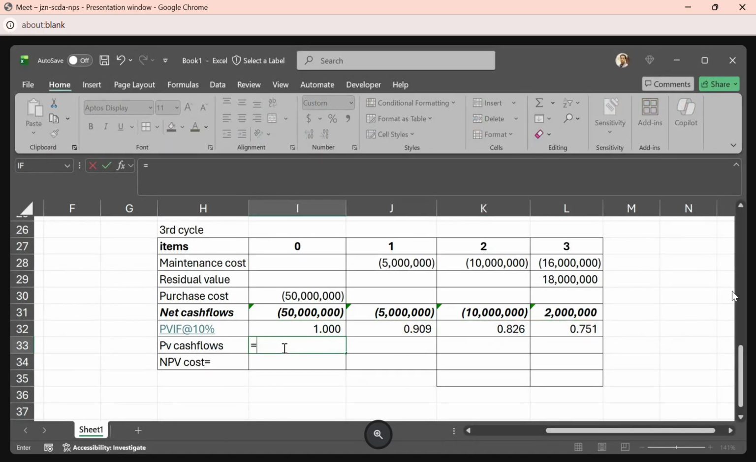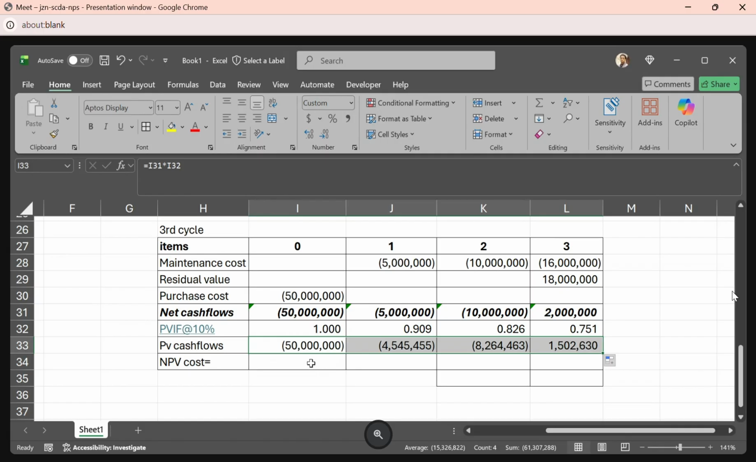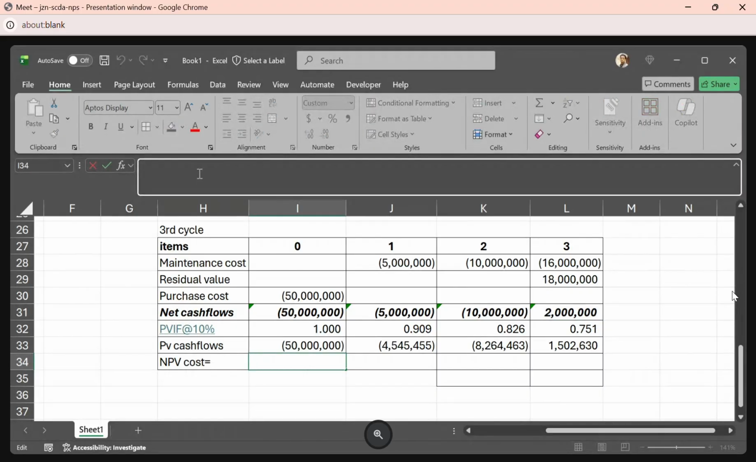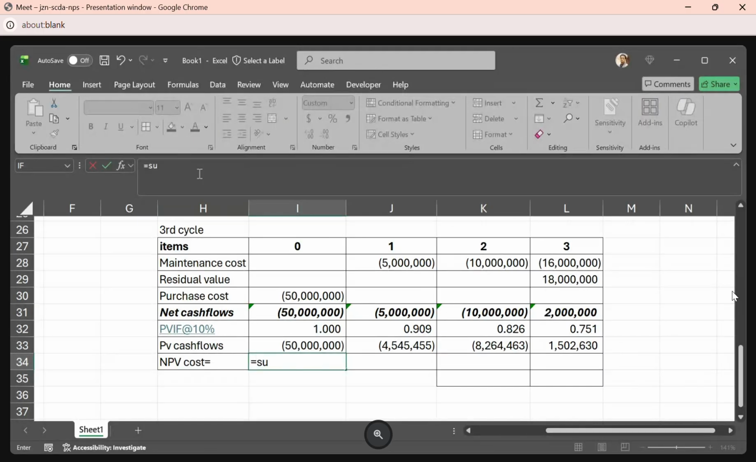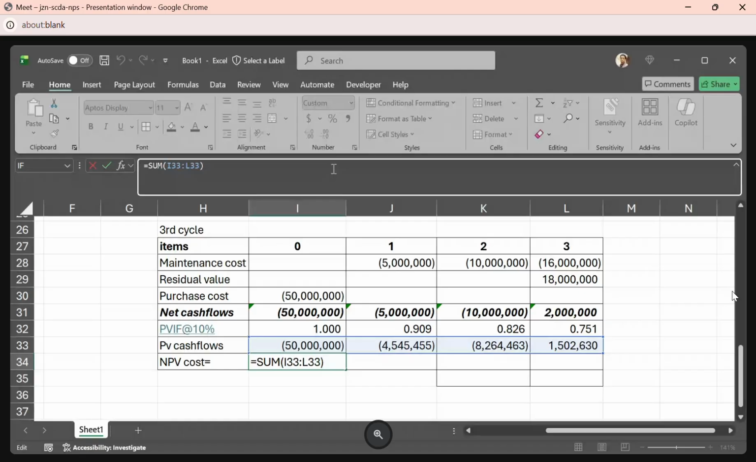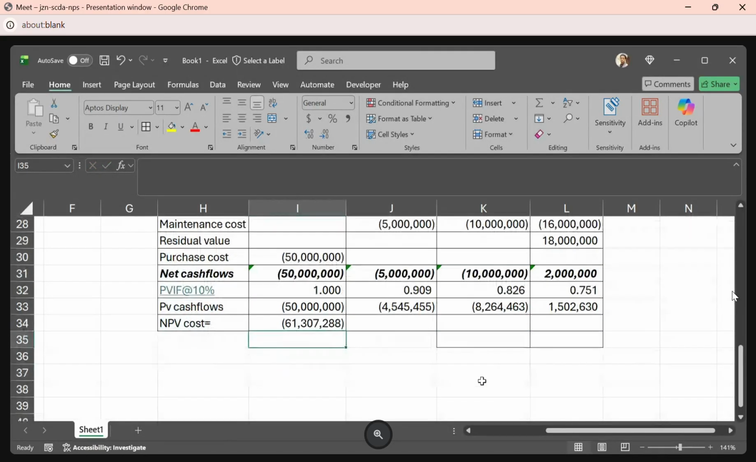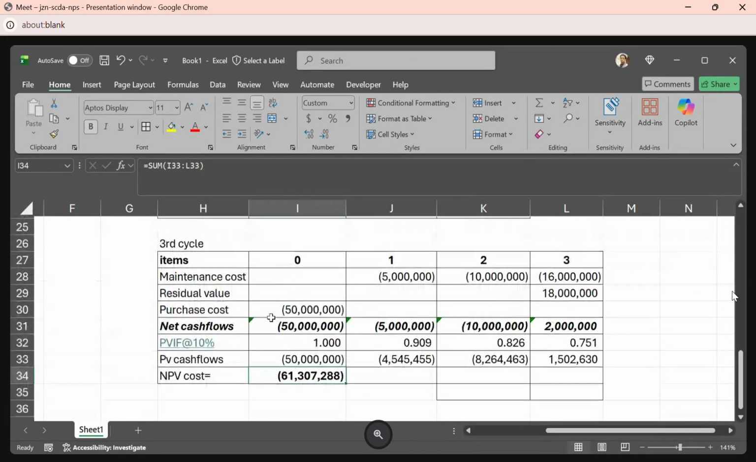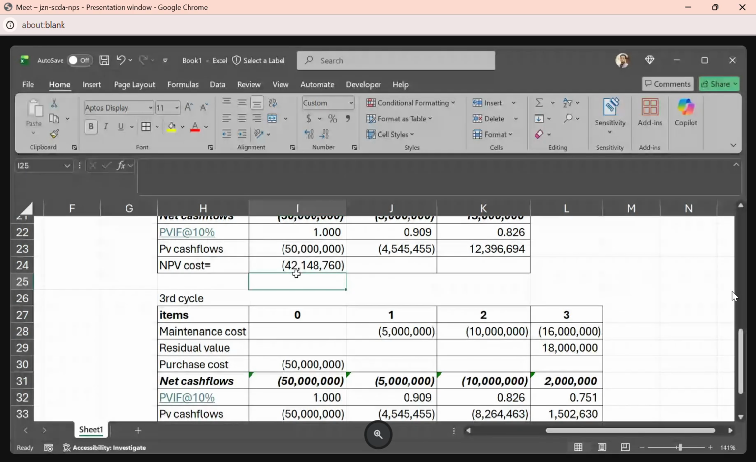So we can multiply our net cash flows with the discounting factor. If we multiply it, we have these figures, then we can have the NPV of cost, which is a summation of all of these, which is 61,000. This is our NPV of cost. Please note this. This is the present value of these cycles.